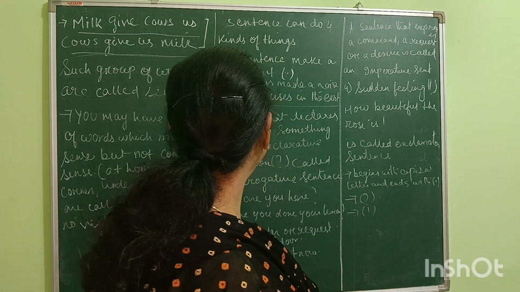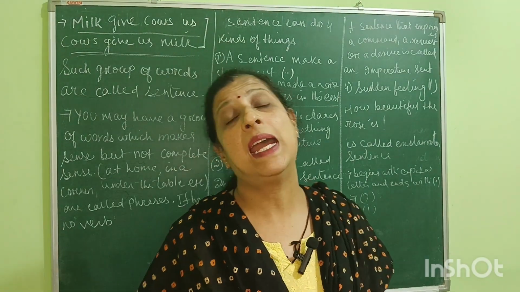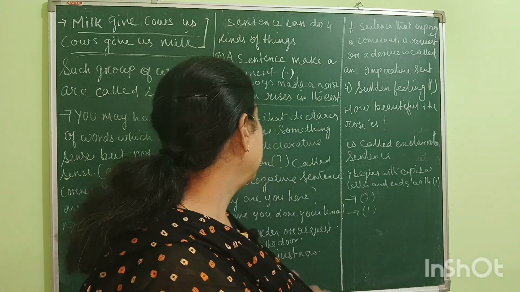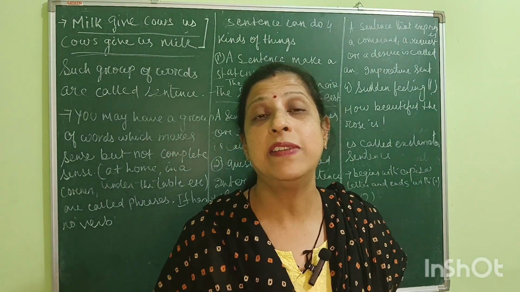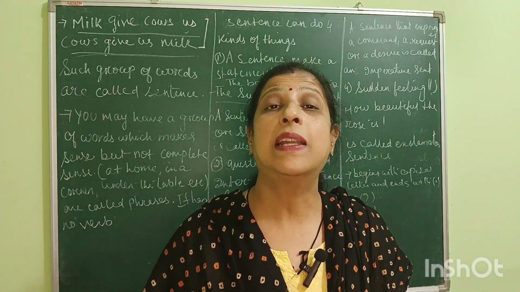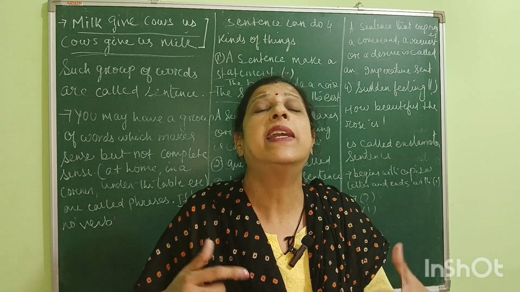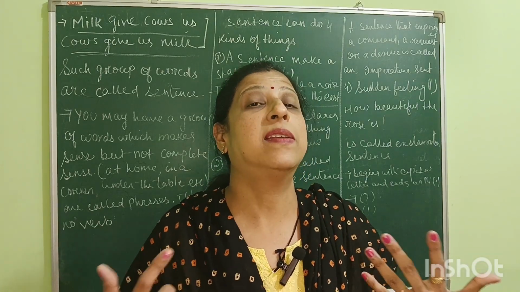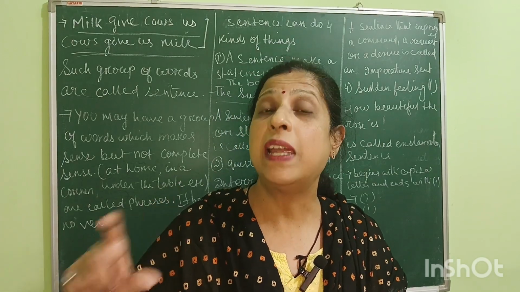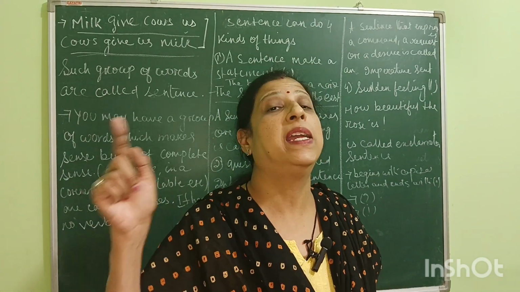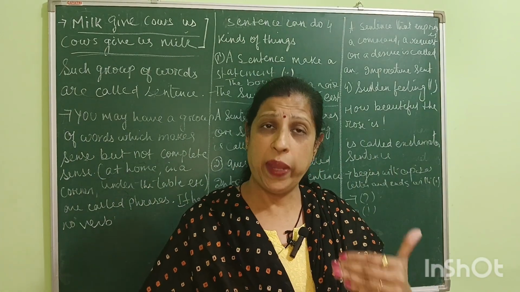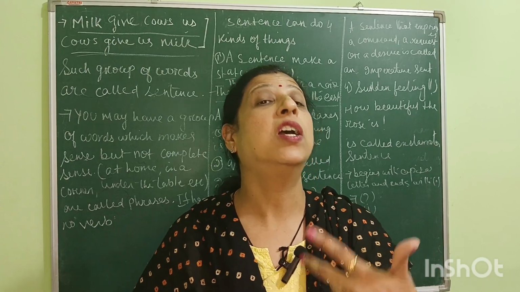Sorry children, I just forgot to tell you that a sentence that makes a statement or declares something is called a declarative sentence. Those kinds of sentences are called declarative sentences because they declare something or make a statement, and remember it ends with a full stop. Number two, we are coming down where a sentence can ask a question.